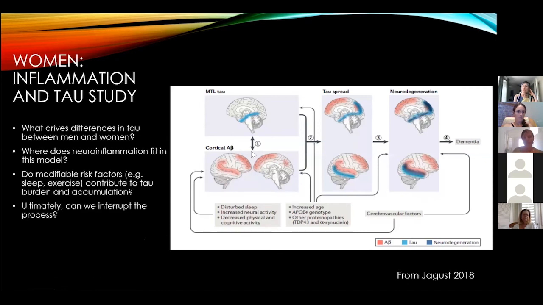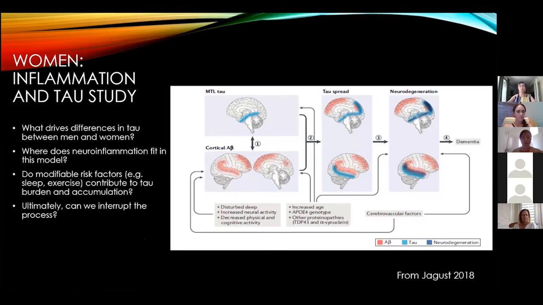The next step for myself and Erin Sunderman, who some of you know, is the Women Inflammation and Tau study. So we're going back to some of these factors and looking at how women specifically, we're trying to get some funding to look at men too, but we're going to start with women, how these modifiable or potentially modifiable risk factors might contribute to tau burden and accumulation.